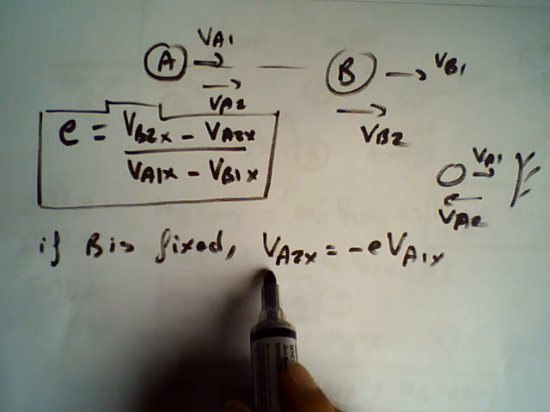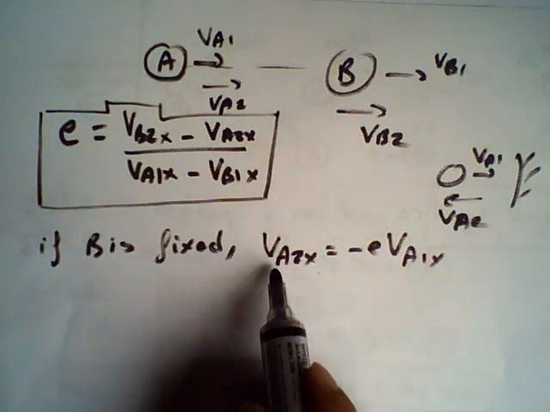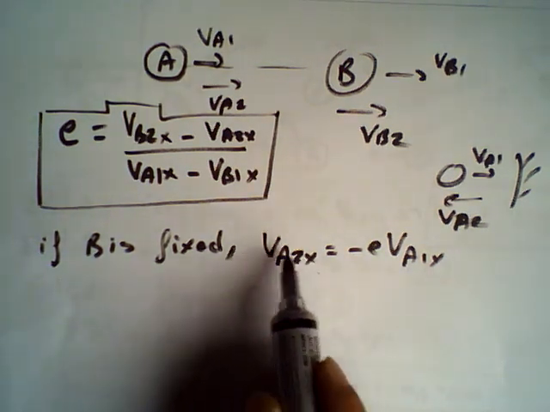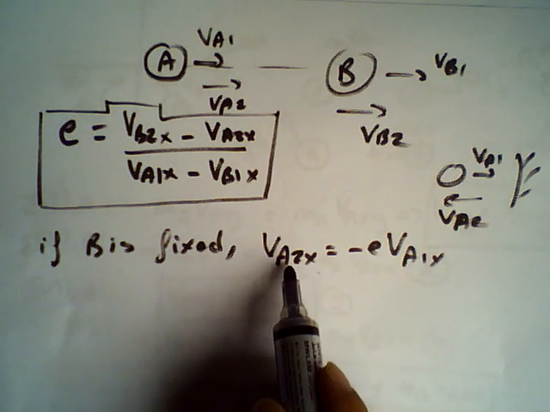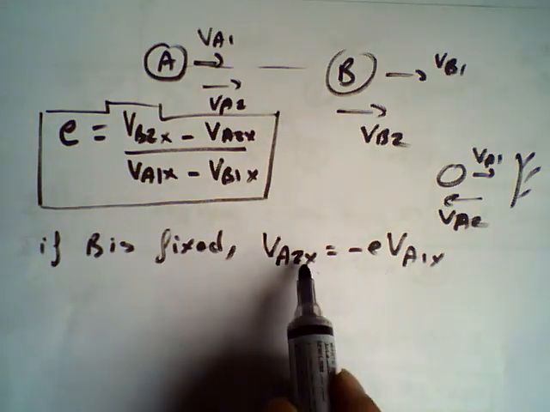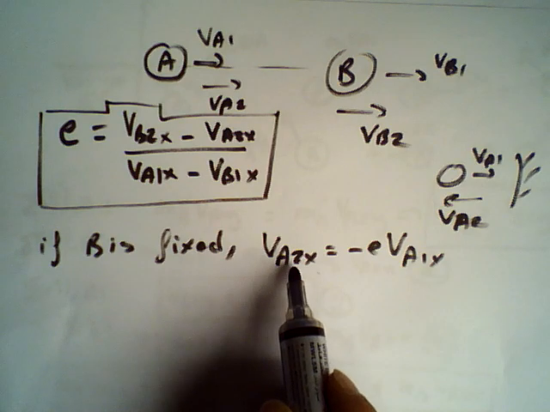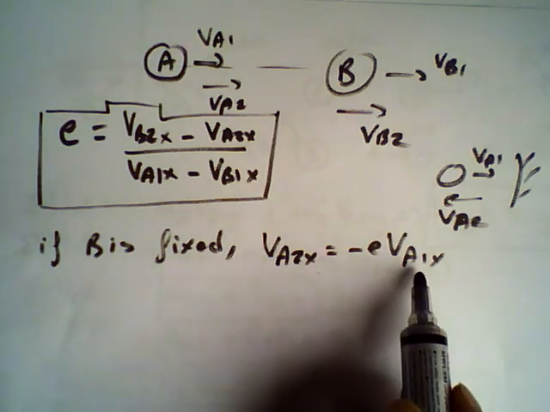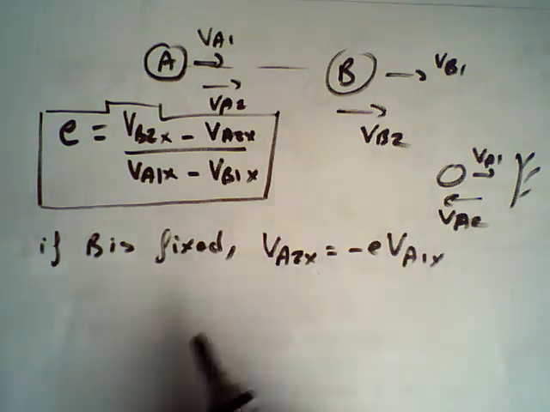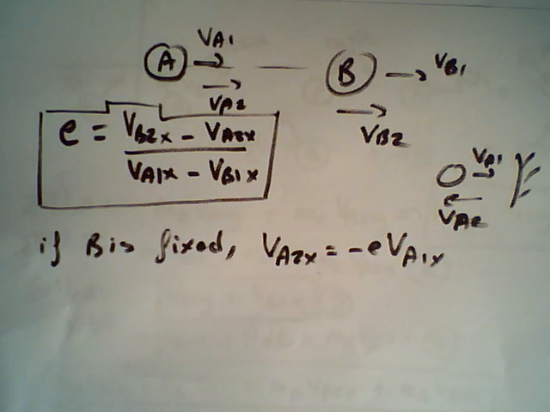By saying VA2x is equal to minus E VA1x, you are treating this quantity as a vector, because now it has a magnitude and a direction. If VA2x is positive, it means that VA2x is along VA1x, and if it is negative, then vice versa.